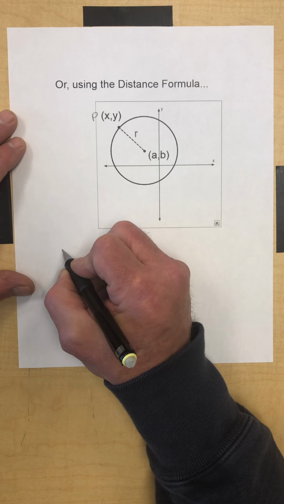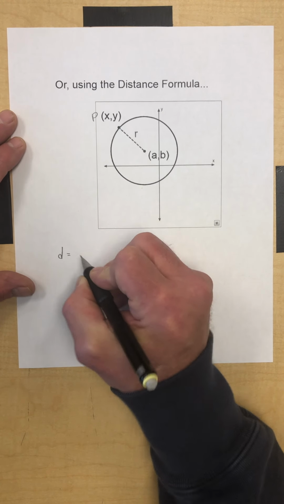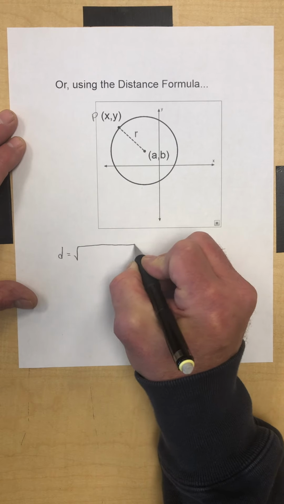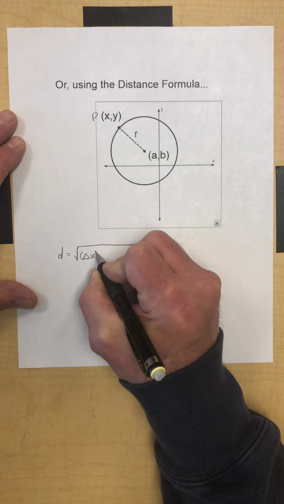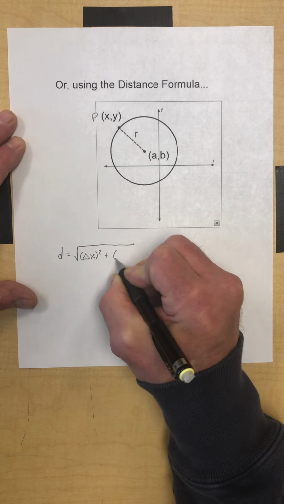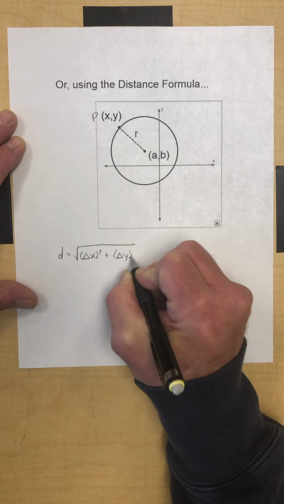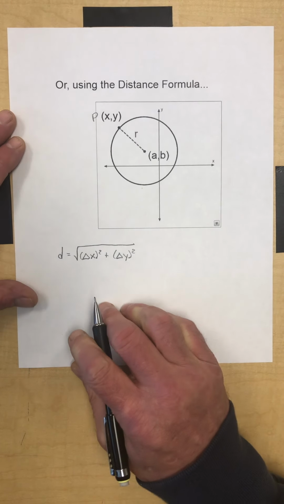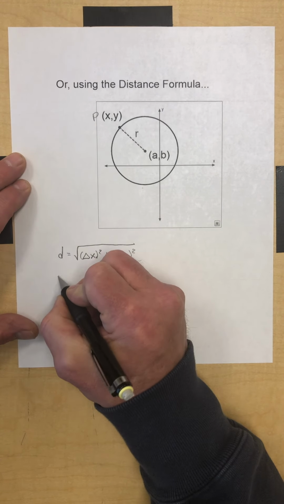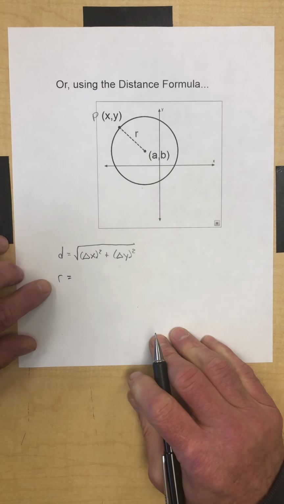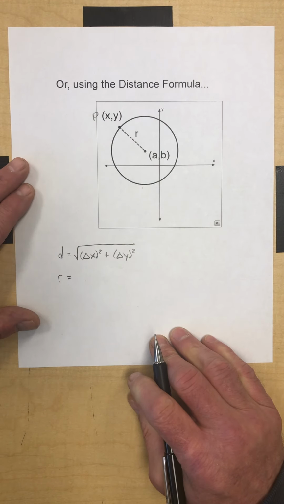So remember our distance formula. Distance is the square root of delta x squared plus delta y squared. Well, the distance is just the radius, so that's no big deal. Whether we use d or we use r for radius, it's the same thing.